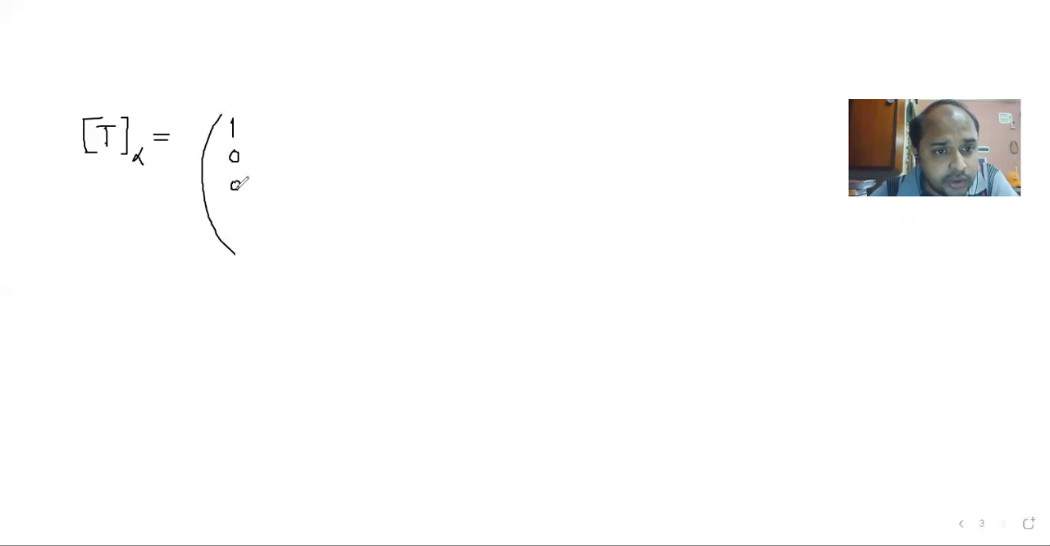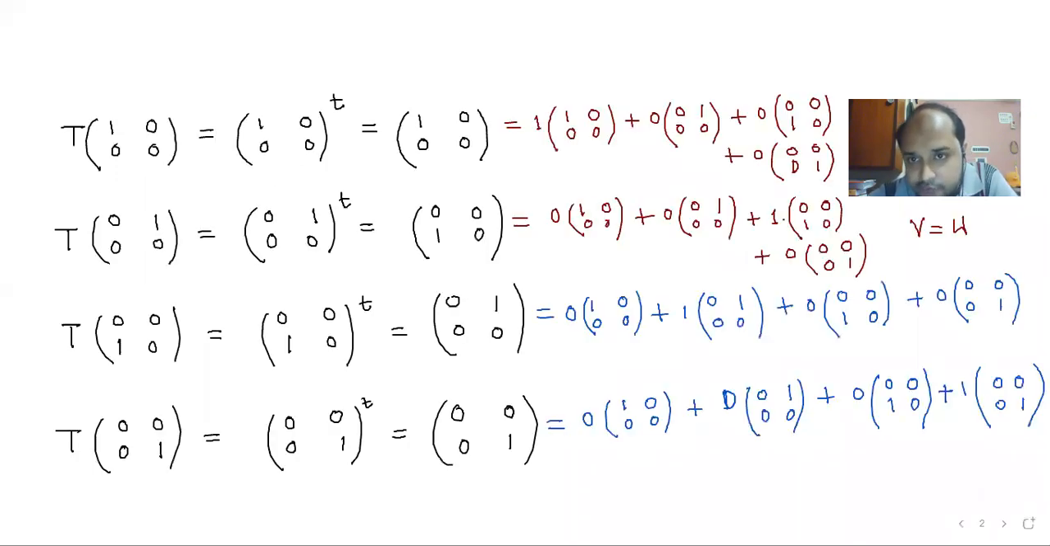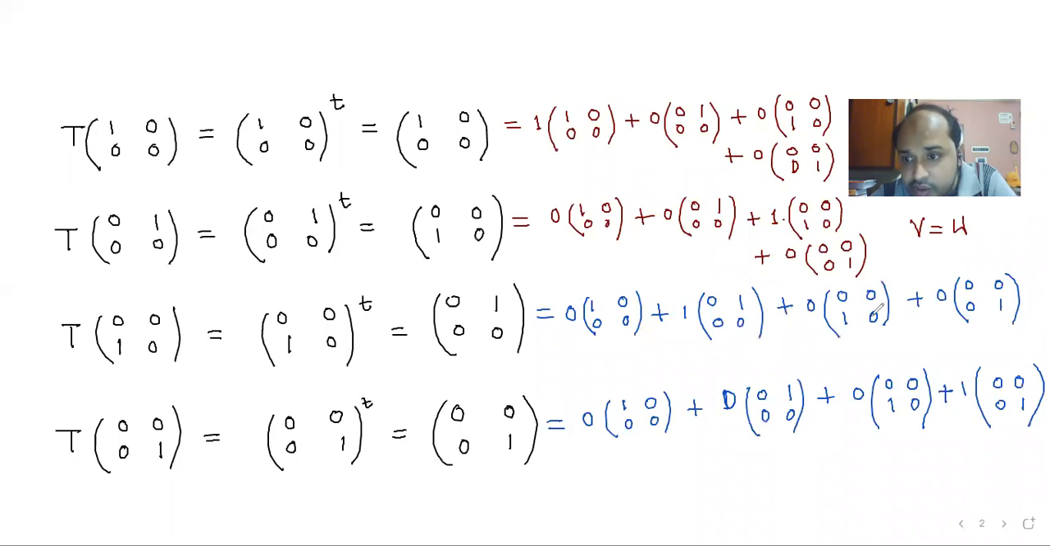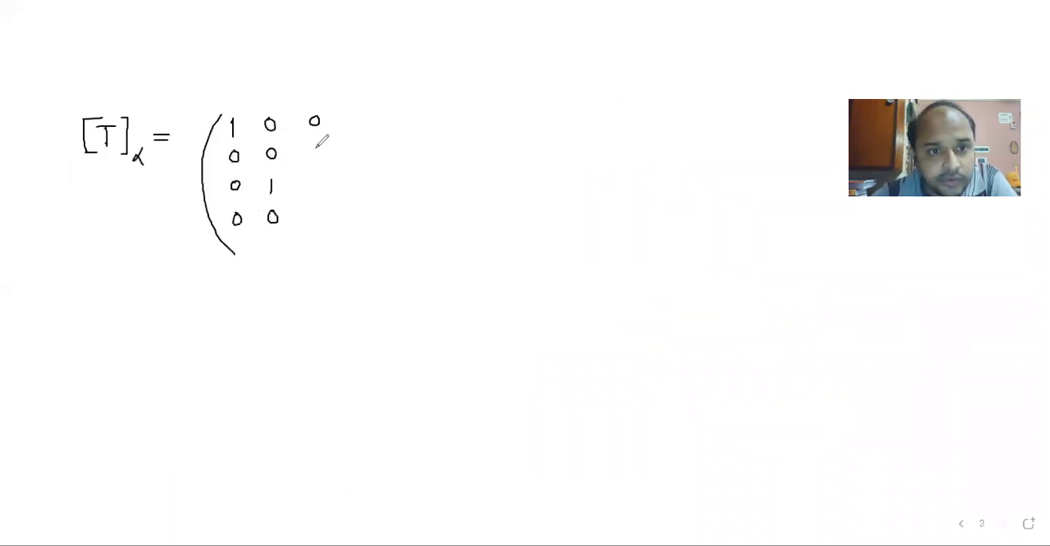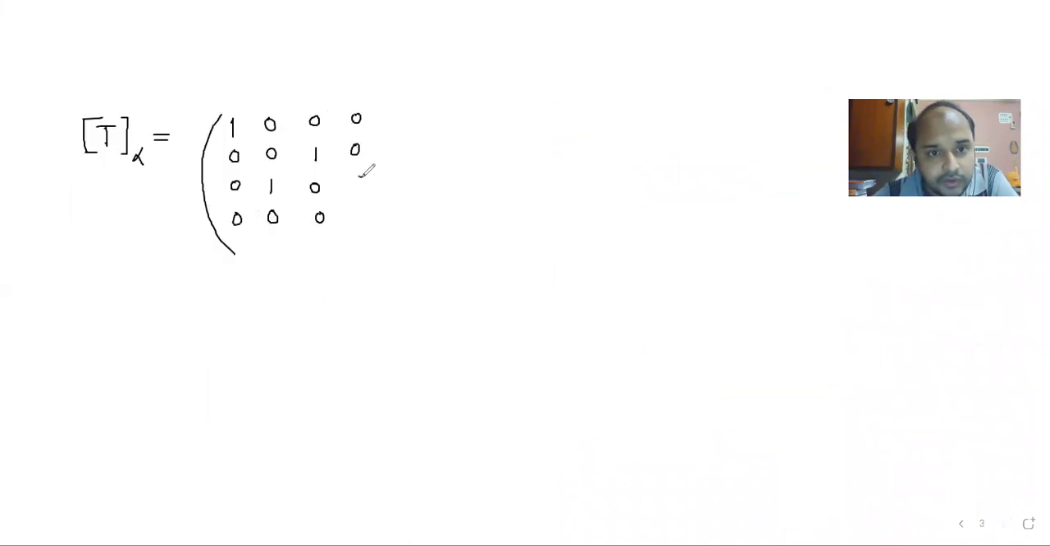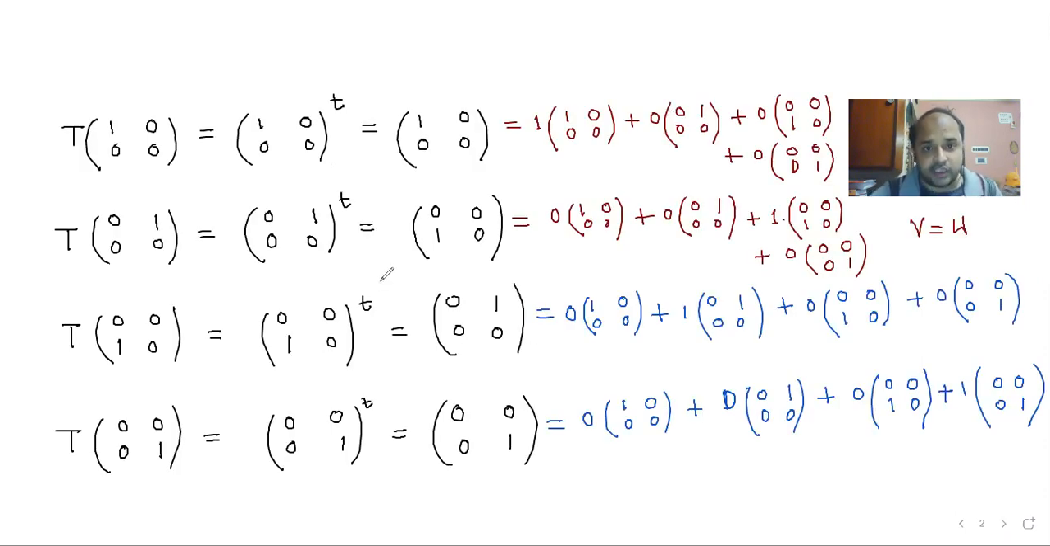So 1, 0, 0, 0, column wise, I'm transposing this. 0, 0, 1, 0, 0, 0, 1, 0. And then I'm writing it as 0, 1, 0, 0, 0, 1, 0, 0. And then I'm writing 0, 0, 0, 1, 0, 0, 0, 1, 0, 1. And that is my matrix representation of the given transformation. So you see, that is my matrix representation of the given transformation.